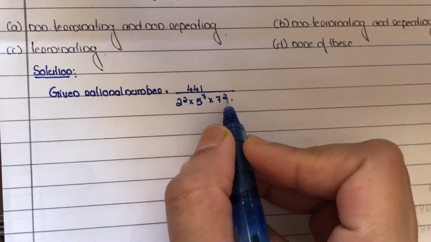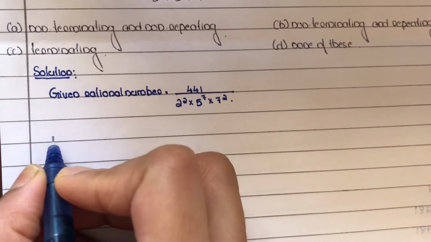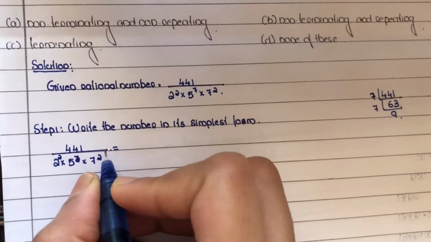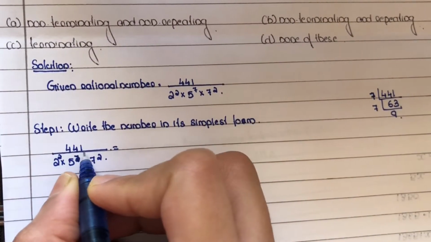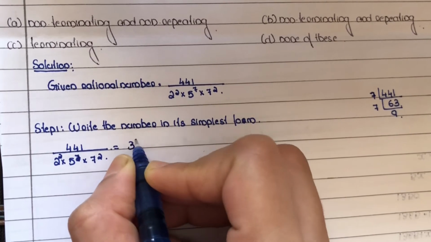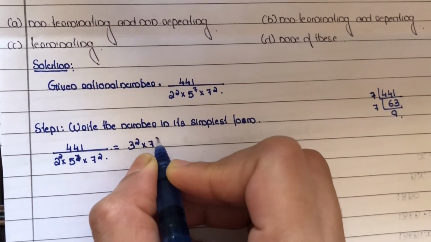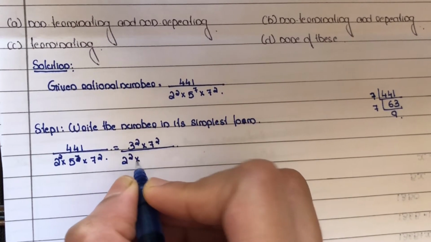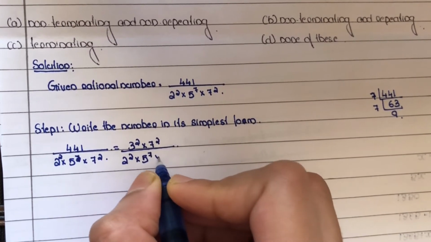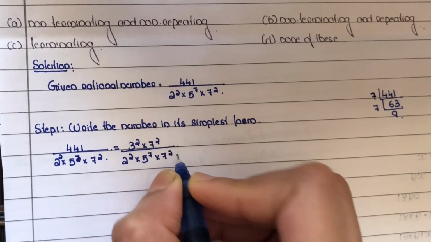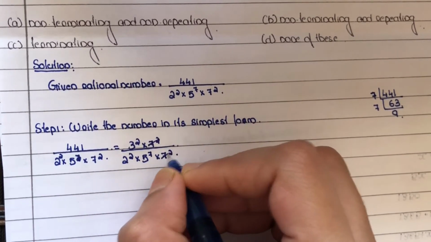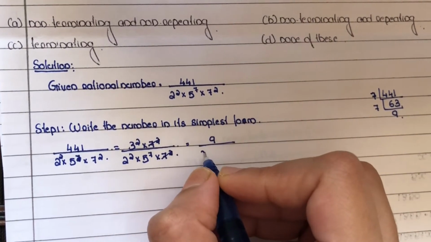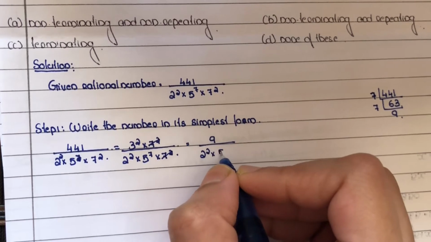Given rational number equals 441 by 2 raised to 2 into 5 raised to 7 into 7 raised to 2. Now step 1. First step is to write this rational number in its simplest form. Write down the factors of 441, that is 3 square into 7 square, divided by 2 square into 5 raised to 7 into 7 raised to 2. So 7 raised to 2 and 7 raised to 2 you can cancel out. That is 9 by 2 raised to 2 into 5 raised to 7.